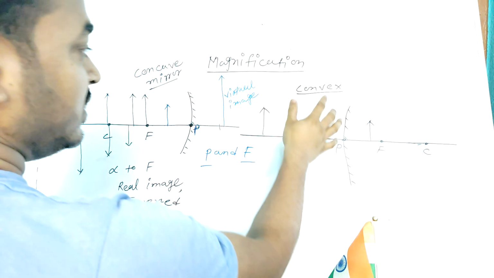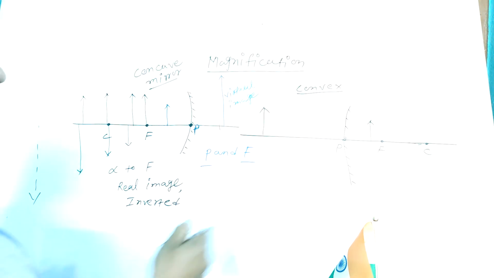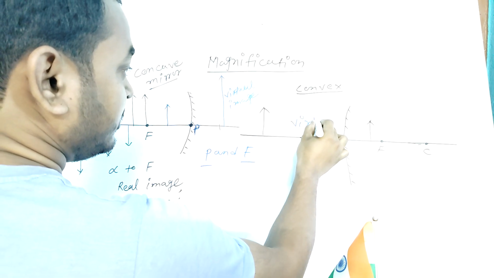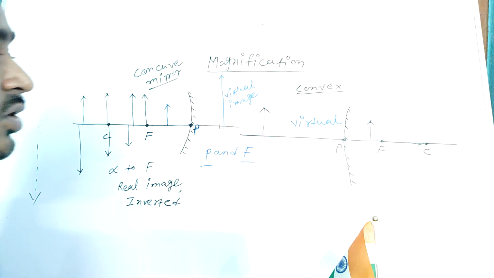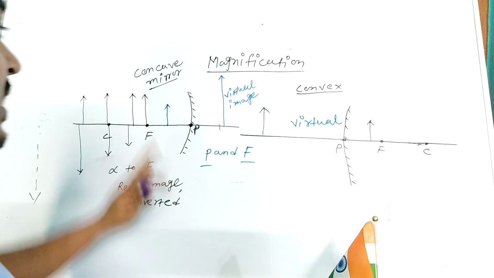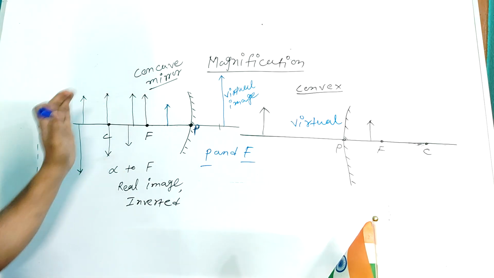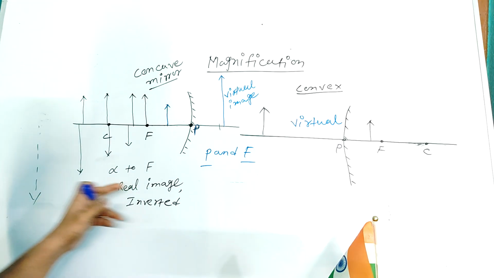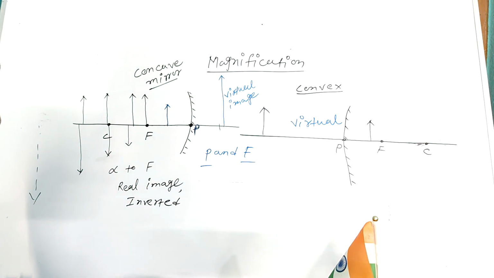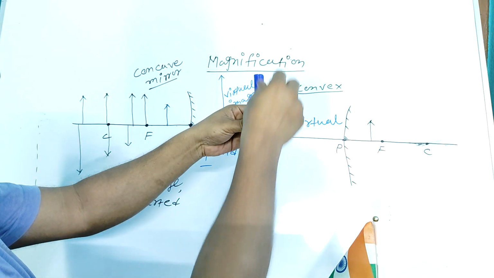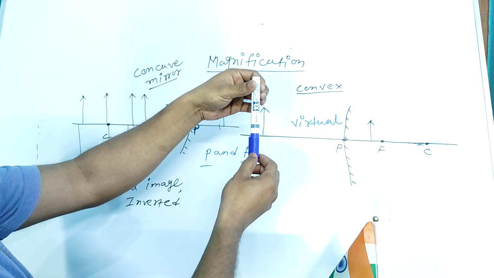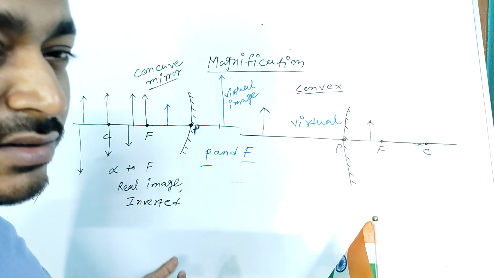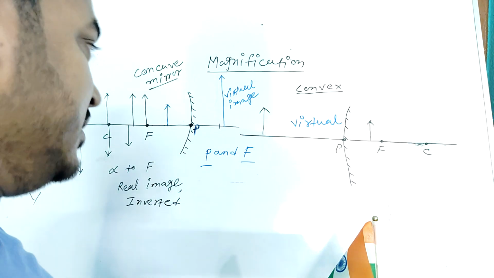So concave and convex. In case of a convex mirror, we always get a virtual image. In case of a concave mirror, in most cases, meaning infinity to focus, the image is real and inverted. Inverted means if this is the object, then I get the image like this. And this image can be cast on a screen, and this is the definition of a real image.